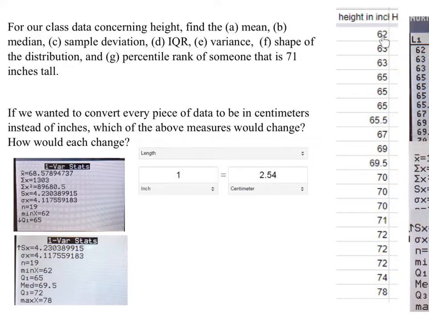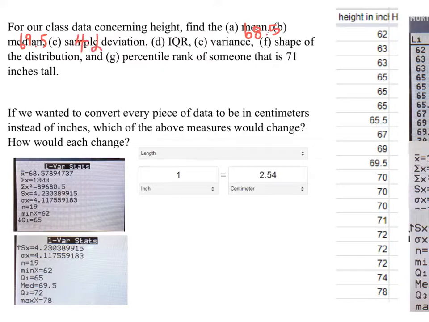So hopefully you are at the point where you would just put this data all in list one and do one variable stats. So you can see, I'm just going to quickly fill in the mean was 68.5. The median is 69.5. The standard deviation, remember, we saw the sample deviation, we use this, 4.23, okay?